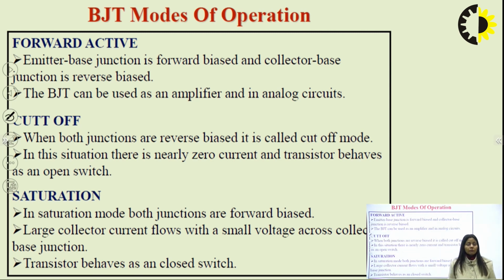Maybe due to some minority carriers, a very small, negligible amount of current may be there due to the flow of very few charge carriers, but that will be nearly zero current. So we say that the transistor is behaving just like an open switch. Now coming to the saturation. The saturation region is that region where the emitter base junction and collector base junction are both forward biased, and the transistor will behave as a closed switch.